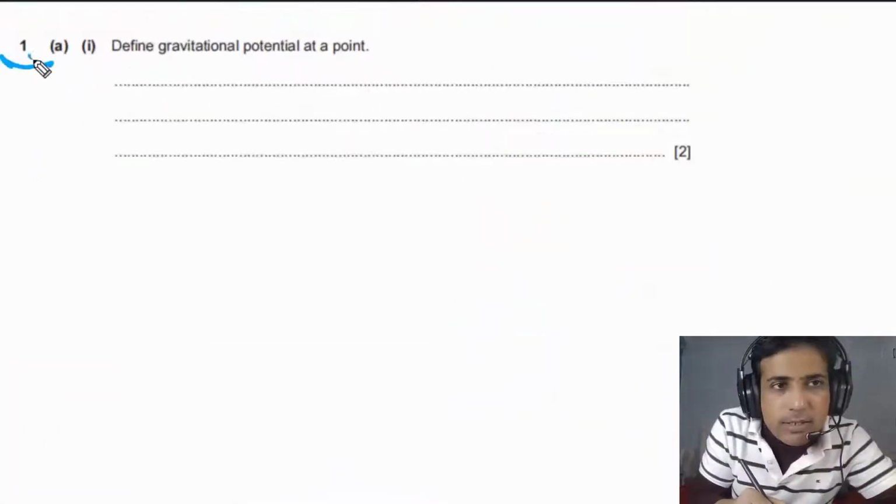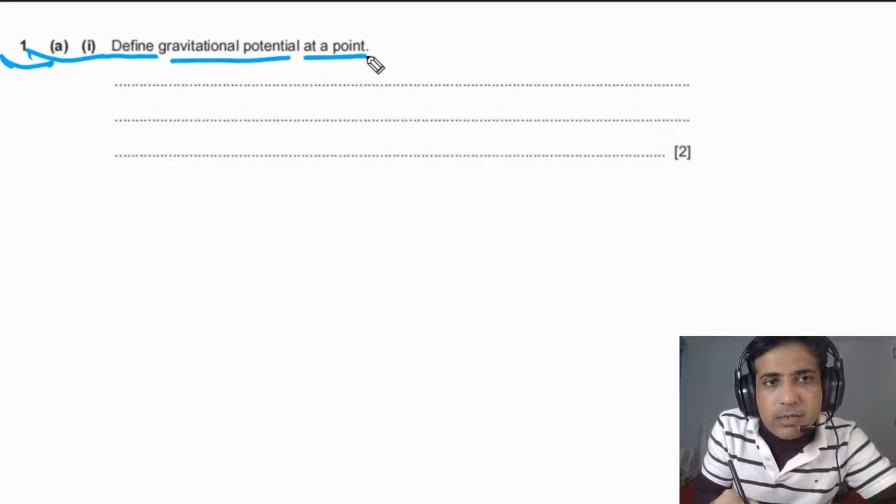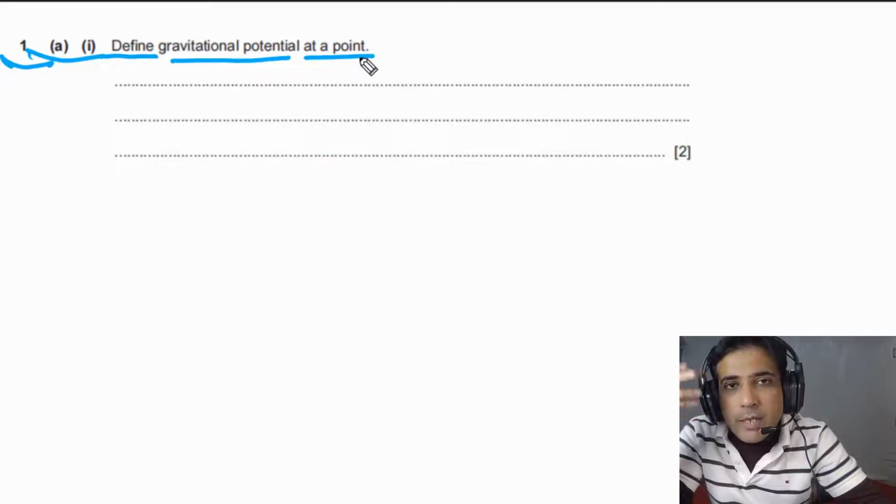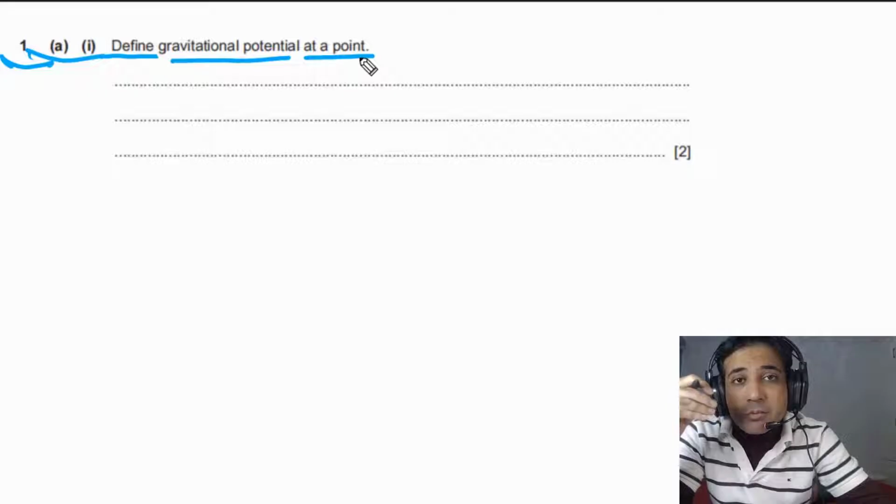For question number 1, part A1, we need to define gravitational potential at a point. And this question is very common in past papers. Why is this question so common in past papers? Because this concept is very important to understand gravity and gravitational field. That's the reason this is the most frequently asked question in past papers.